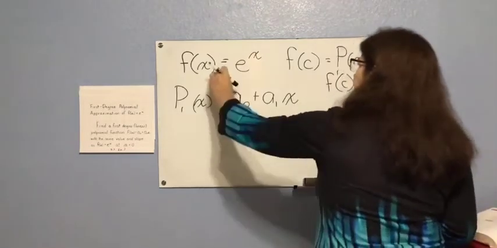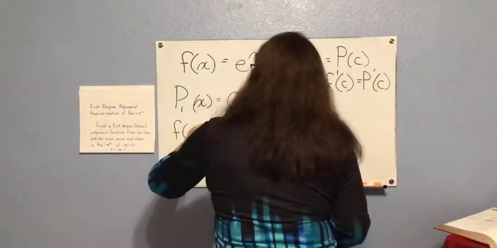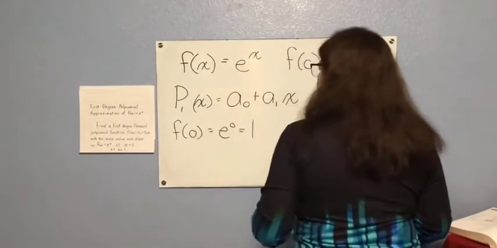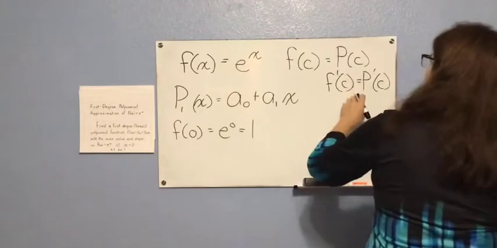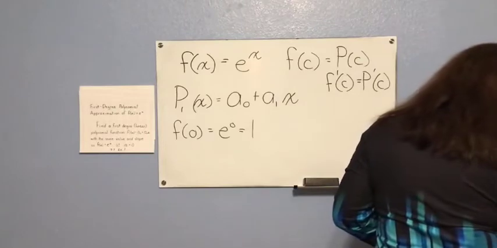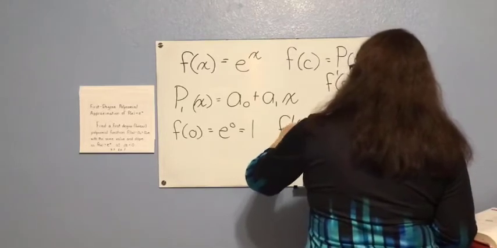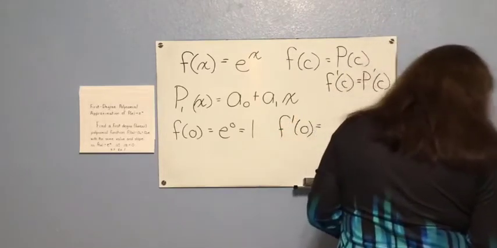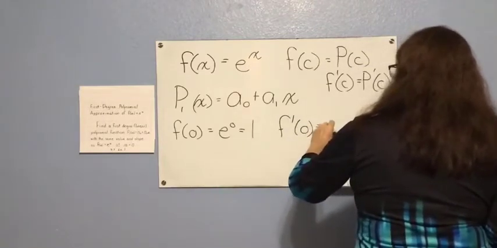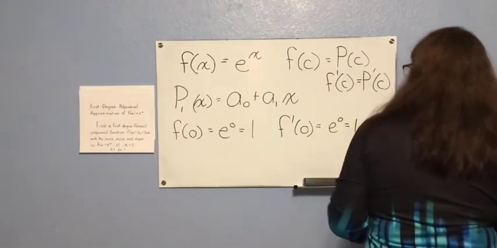Okay, so let's go ahead and let c be 0. So I have f of 0 is equal to e to the 0 power, which I know is 1. So I want p of 0 to also equal 1. In addition, f prime of 0, I know that the derivative of e to the x is e to the x again, so f prime of 0, e to the 0, also 1.